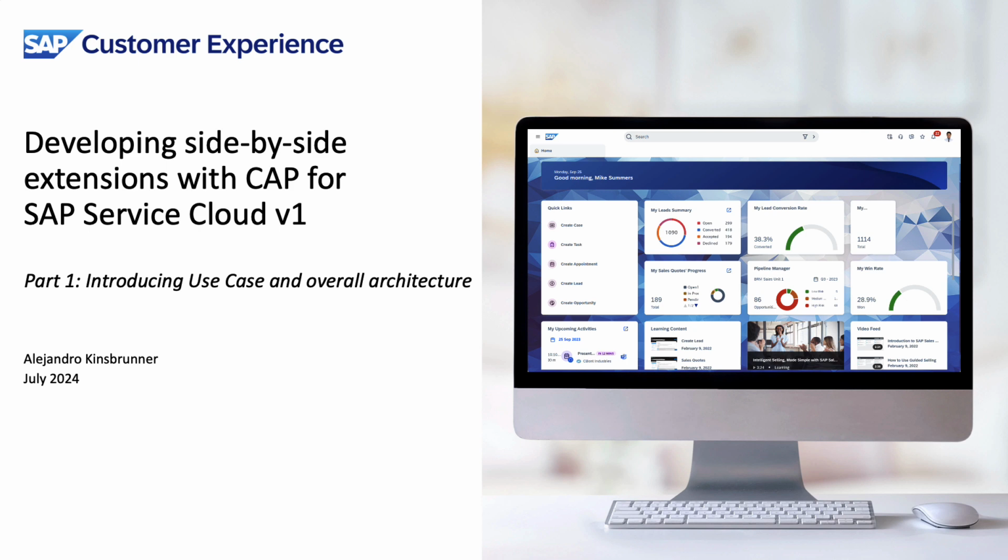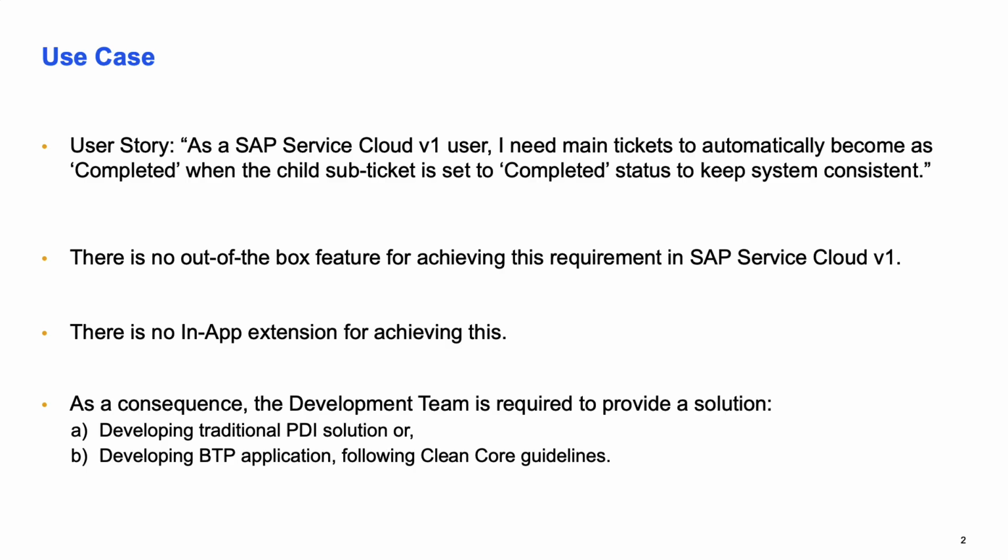In this video, I will be introducing the use case and the overall architecture to achieve my goal. Throughout the video series, we will be working with a use case which consists of a real-life scenario where a user needs main tickets to automatically become completed when the child sub-ticket is set to completed status.